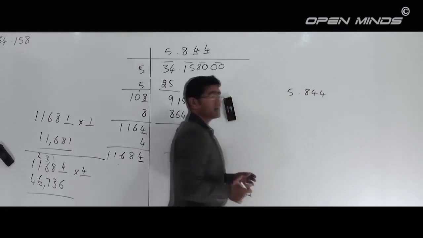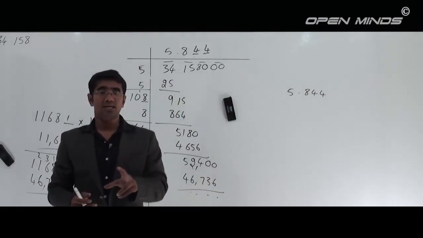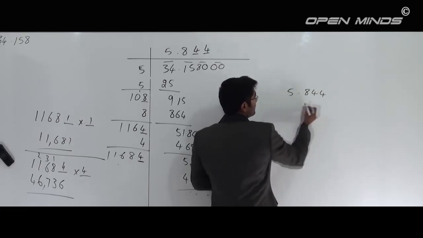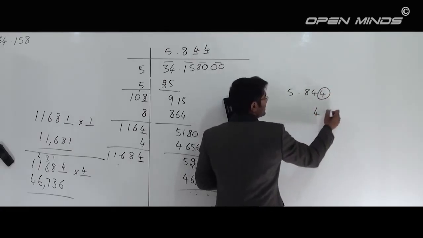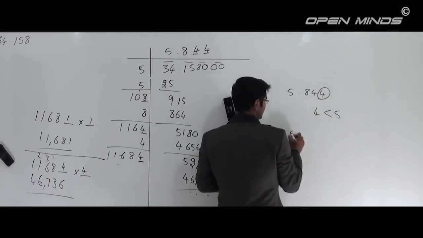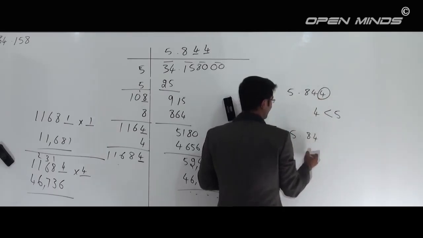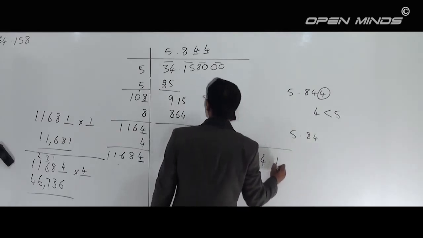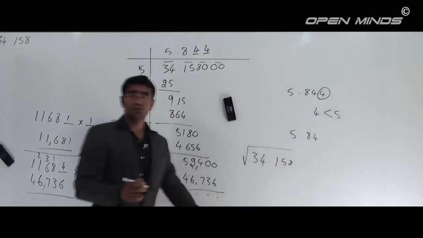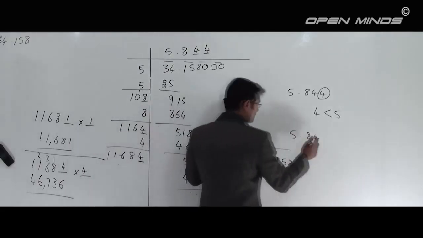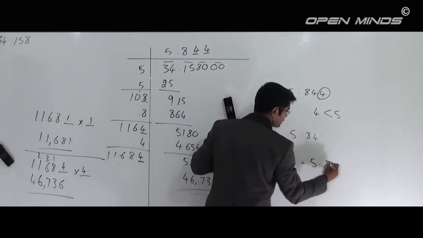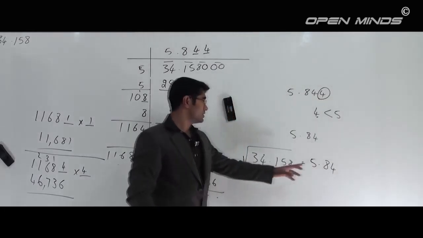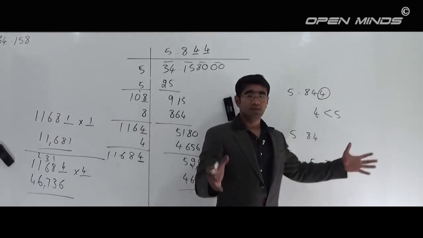5.844. I approximate this to the second digit. It means I just need 3 digits after the decimal point. So good enough, I will check this guy. 4 is less than 5, so I just discard this guy. So the answer is 5.84. It means the square root of 34.158 to approximation of second digit is nothing but 5.84. Just because this 4 was less than 5, I discard it and write the first 2 digits after the decimal point. That is it.